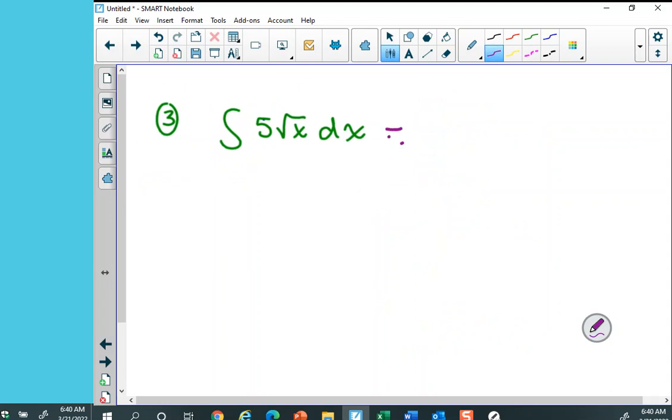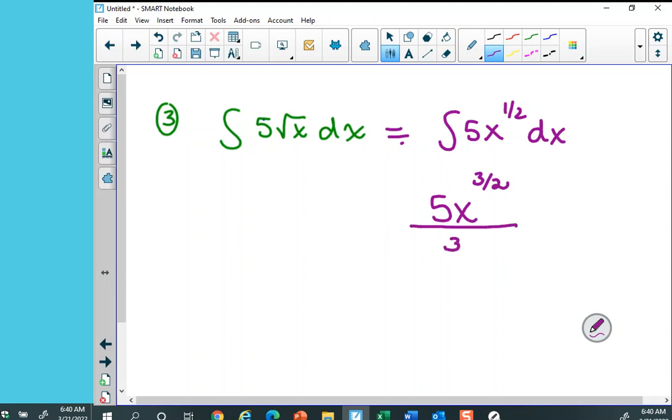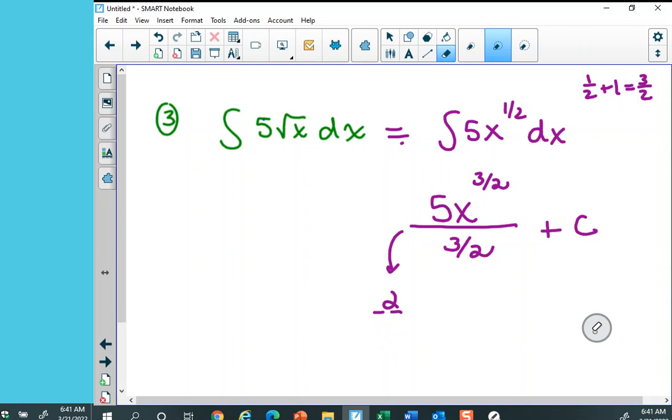For this guy, with fractions or roots, definitely rewrite with fractional exponents. And then we're not afraid. 1/2 plus 1 is 3/2. We're going to kind of memorize that, probably, because we're going to do that one a lot. 1/2 plus 1 is 3/2 or 1.5. Dividing by 3/2 is like multiplying by 2/3.